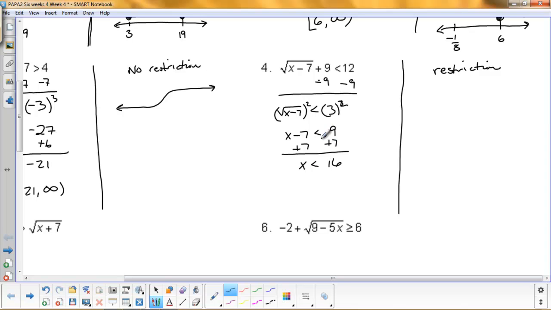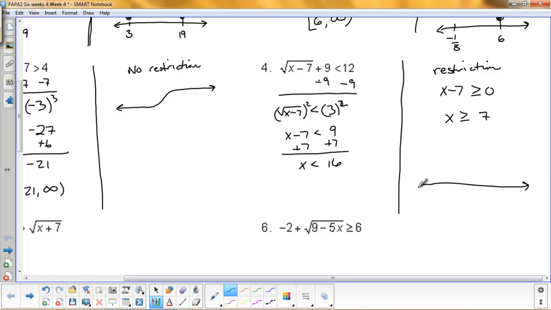So now that you're getting a little bit better at this, you can see that the restriction will play a role in this because it is less than 16. The number is getting smaller in the solution set, which means eventually it will. So our restriction, x minus 7 is greater than or equal to 0, is going to play a role in this particular problem. X must be greater than or equal to 7.